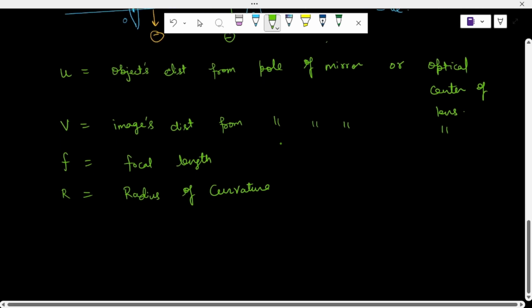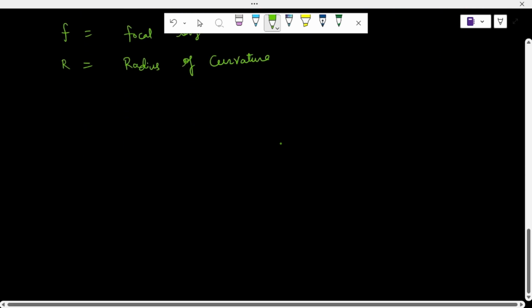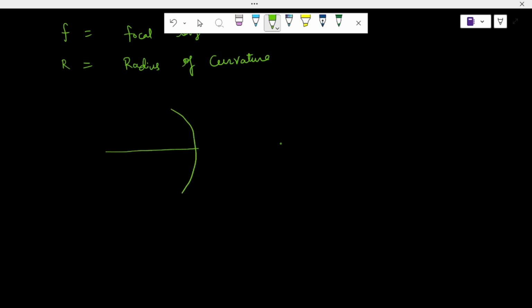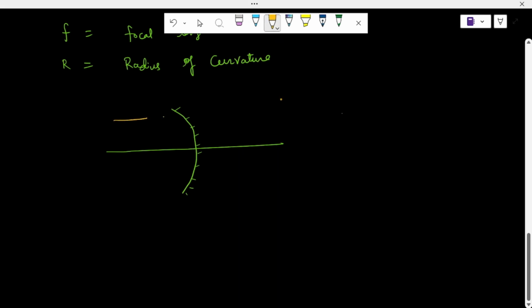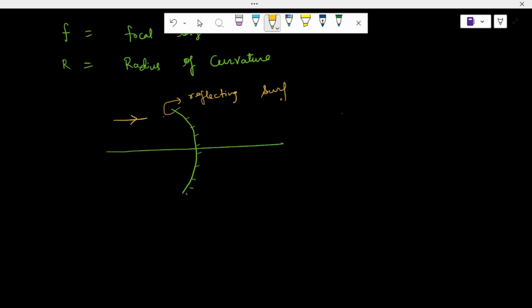Now simply think, if I draw any spherical mirror, let's say I am drawing a concave mirror, okay? So for a concave mirror, always this will be the direction of the incident ray because my reflecting surface is pointing in this direction. So exactly the incident ray should be towards the reflecting surface. This is my reflecting surface, and this is my incident ray. In short, I am writing I ray.